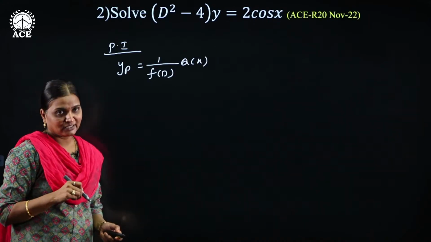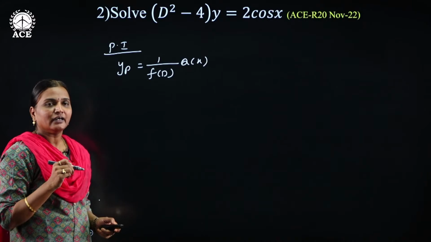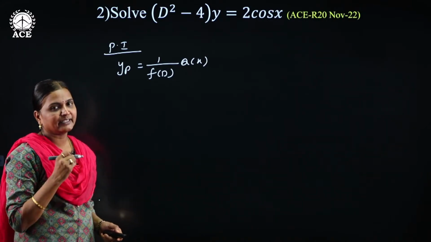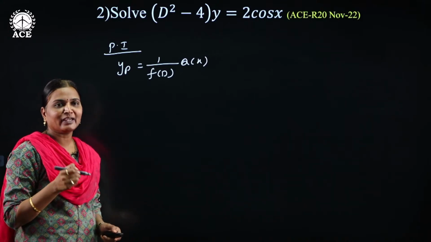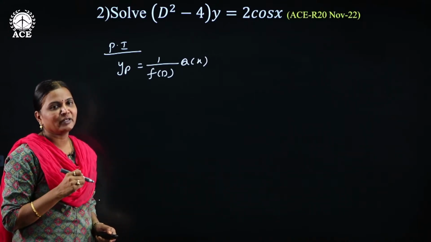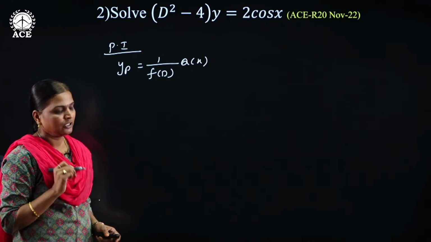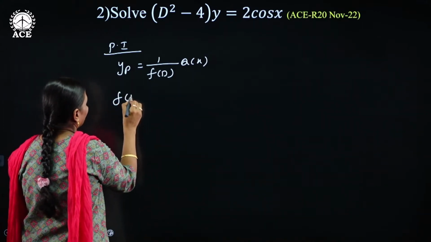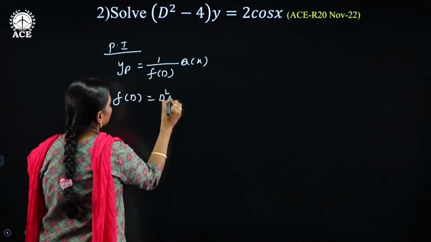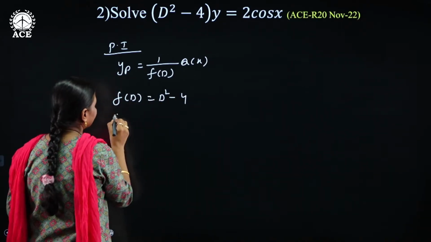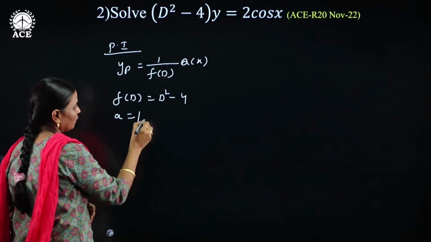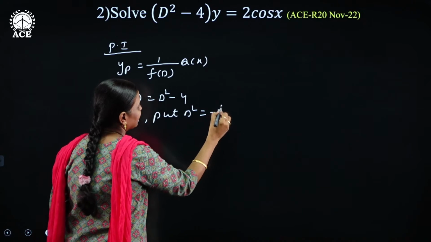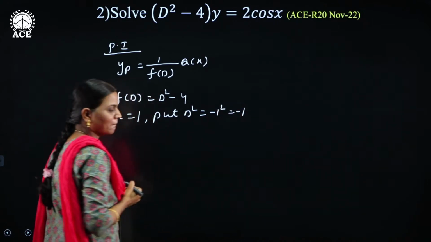When the roots are real and q of x is sin ax or cos ax, here after substituting d square by minus a square, the denominator is non-zero. Check it. So, what is f of d? F of d is equal to d square minus 4. And what is the a value? A is equal to 1. Put d square is equal to minus 1 square, that is equal to minus 1.